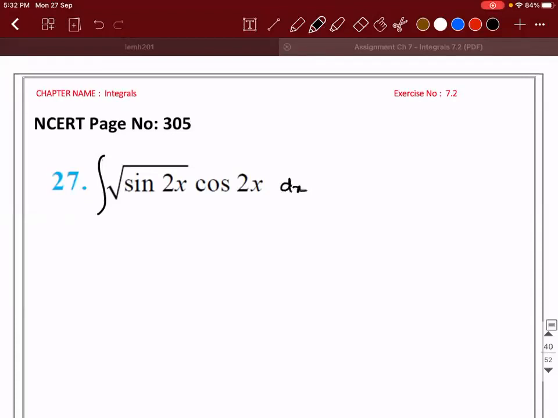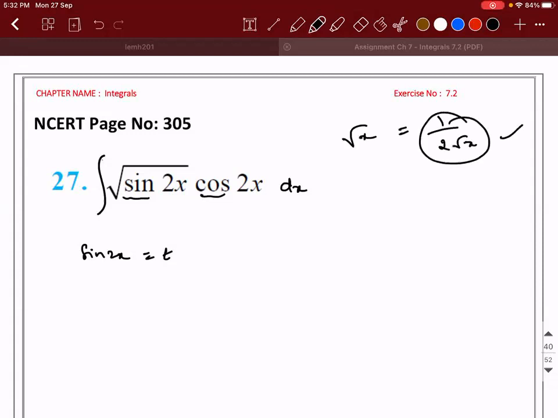Now how to do this problem? You can take root of sine 2x as t, sir. I would not suggest taking square root of sine 2x because derivative of sine is cos. So I would rather take sine 2x as t. If you take square root, no, because if I take square root of x, I'll get 1 by 2 root of x. I want to eliminate the denominator as far as possible.